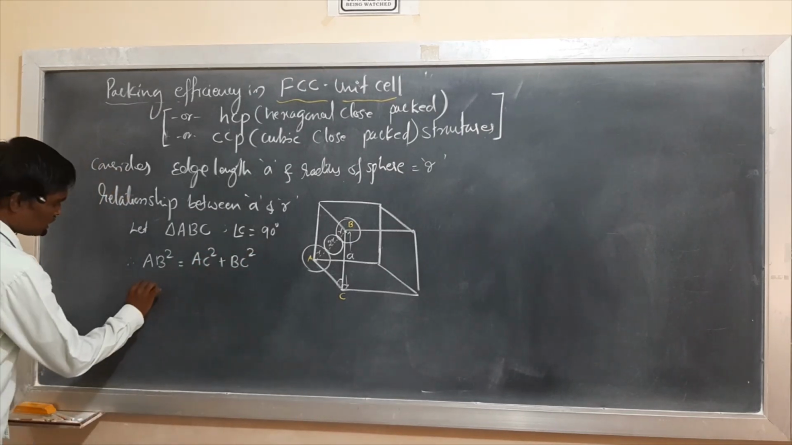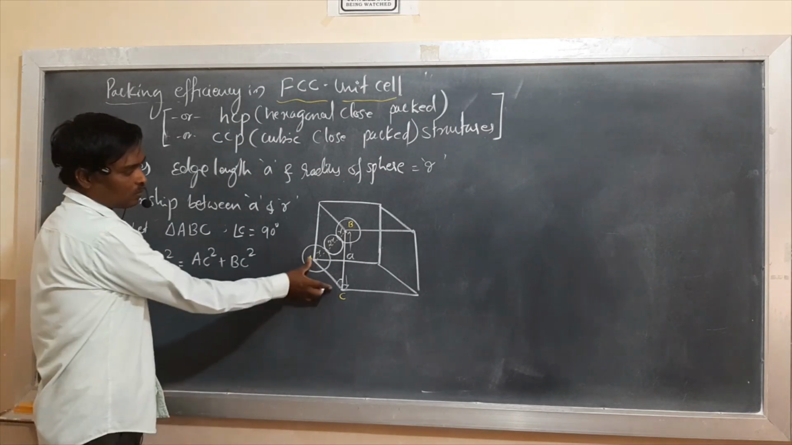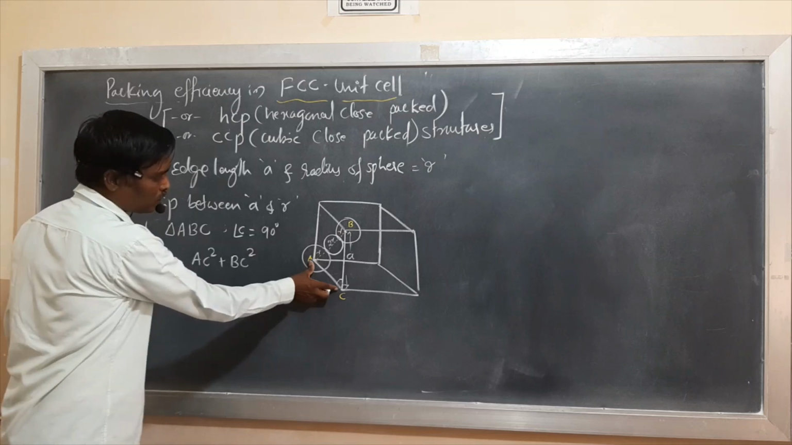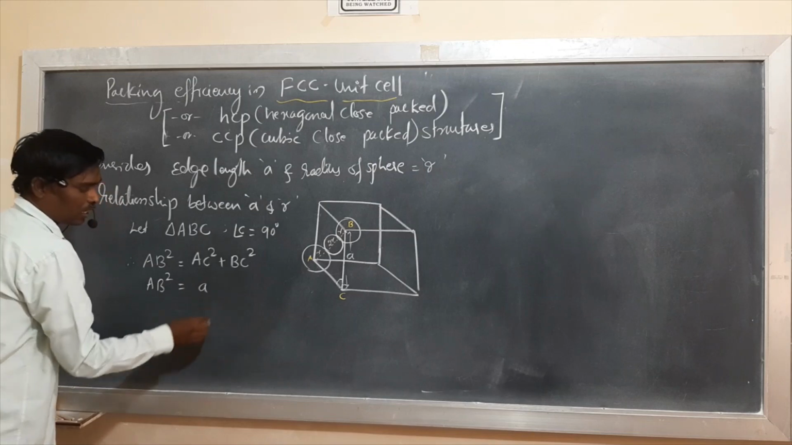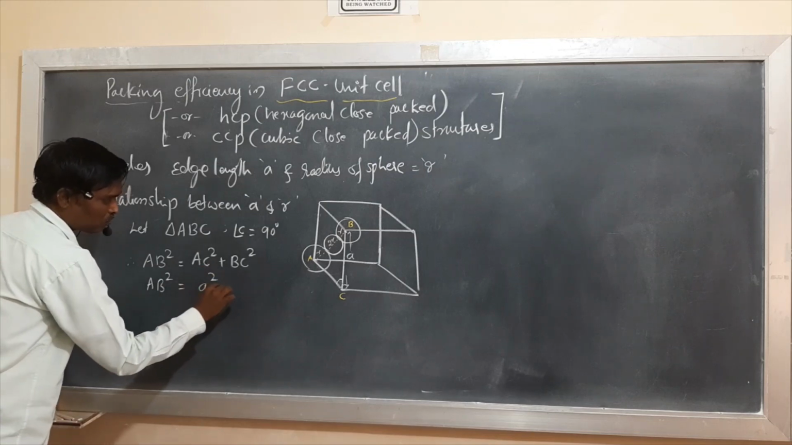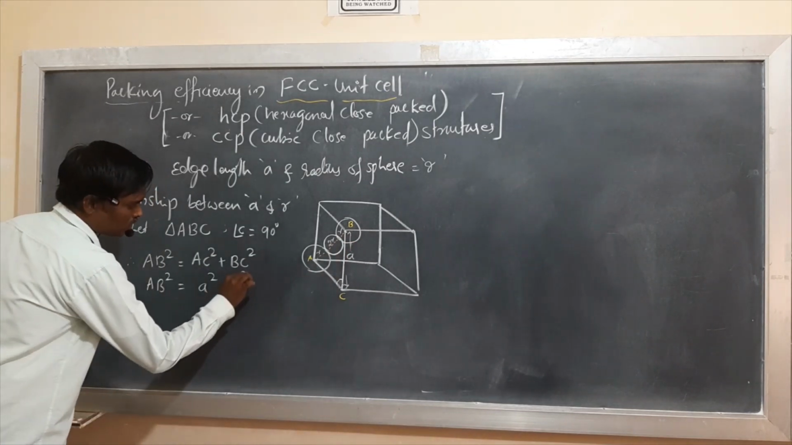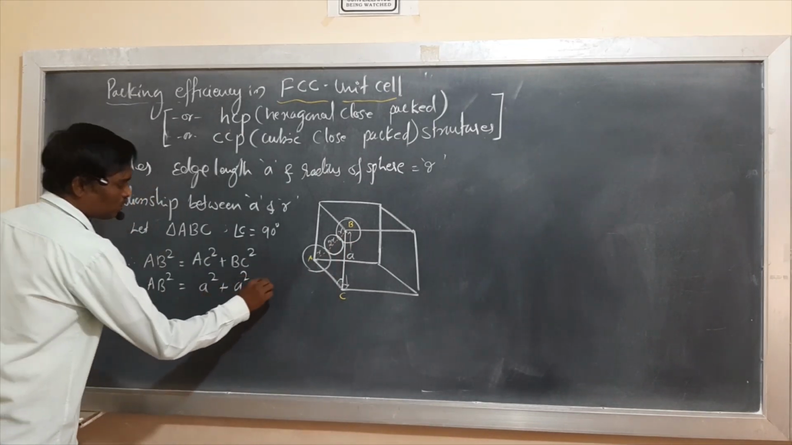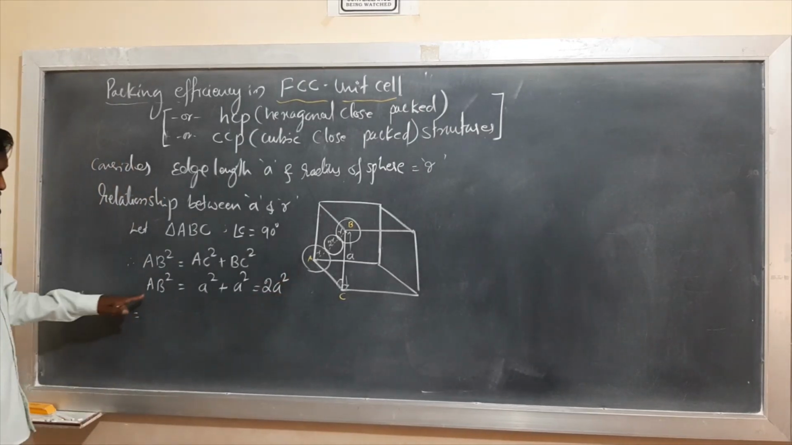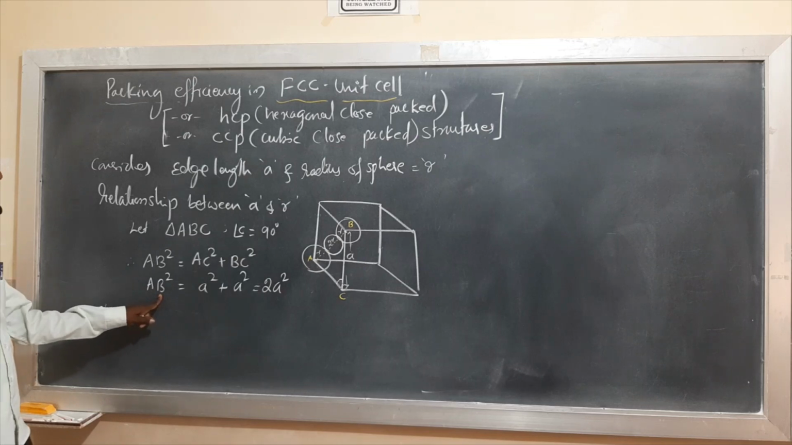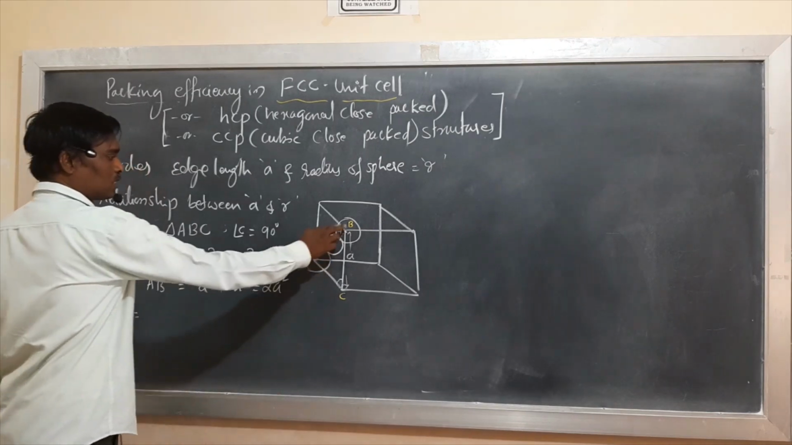Now, AC is nothing but the edge length of the unit cell itself. So the edge length we already considered as A. Therefore AC is A, so AC square is A square, plus BC is also an edge length of that cube, so it is also A square. Therefore A square plus A square is equal to 2A square. Now AB is the hypotenuse, the imaginary line we drew here, which joins all three spheres.